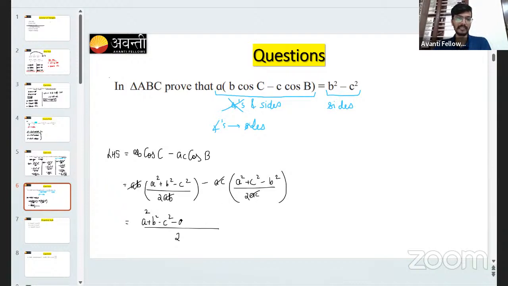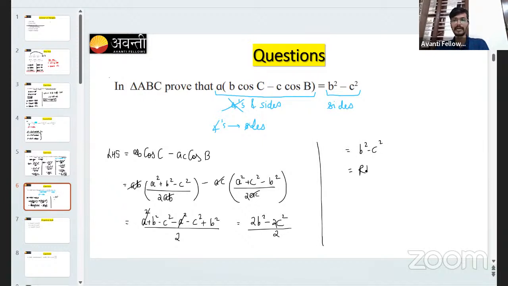Minus going inside, so the sign of everything changes. A square minus B square plus C square plus B square. A square cancelled. So on top, B square plus B square, 2B square minus 2C square upon 2. If I take 2 common from this, it'll get cancelled. What will we get? B square minus C square, which is equal to RHS. Hence proved. See, so simple. You just have to analyze whether on the left hand side we have side or angle, and on the right hand side we have side or angle. After you analyze this, it is very simple.